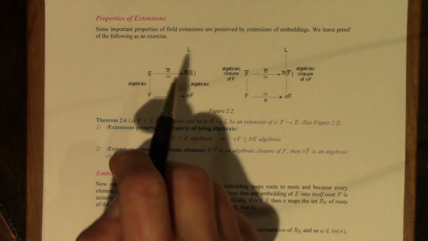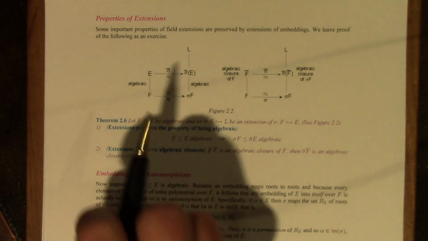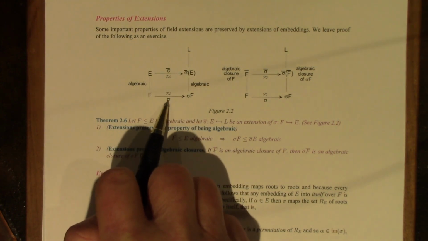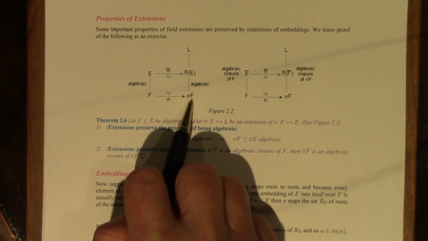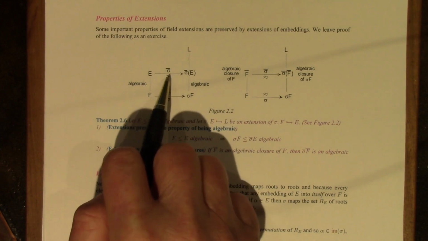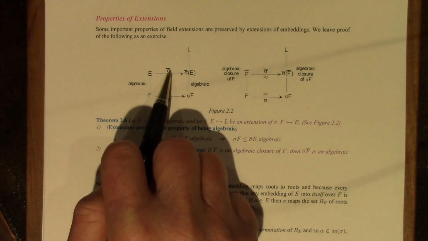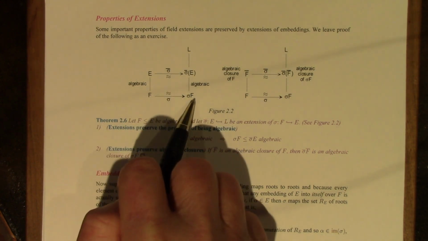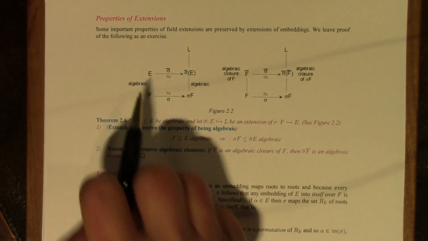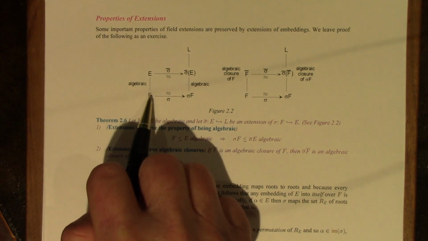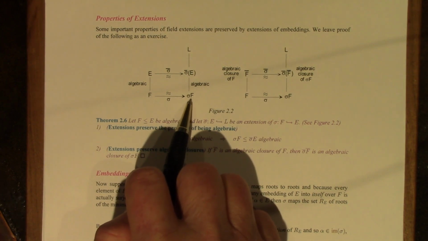A couple of basic properties of extensions that I'm leaving for you to prove: if we have this, an embedding of F into L, but into sigma F it's an isomorphism. And if we have an algebraic extension and then we extend sigma, the images form an algebraic extension. So this preserves the property of being algebraic. If E is algebraic over F, sigma bar of E is algebraic over sigma of F.